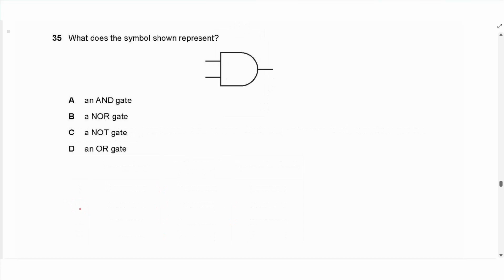Question 35 is about logic gates, so you can skip this question for the new syllabus. It says, what does the symbol shown represent? This is an AND gate, so we choose A.